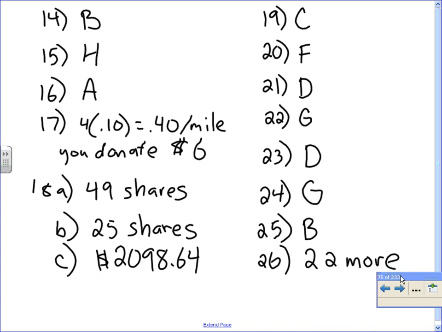You okay with that? And then C is actually really easy. All you have to do is add up how many shares are here. So there's a total of 74 shares. If you multiply that by $28.36, you get the answer I have up on the board, which is $2,098.64. Okay. But you're okay now? Mary, about this one?